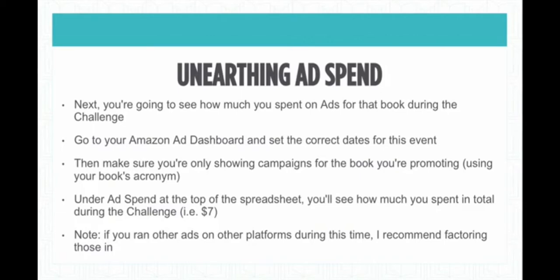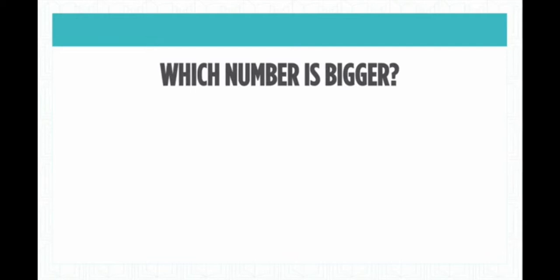I feel like it's going to give you a bad number if you say you earned $40 and you spent $2 on Amazon ads, but you also spent $25 on Facebook ads during that time. It's going to give you a bad number if you don't factor in everything. Now, most of you probably only spent money on Amazon, but in case you did other things, factor everything in in order to get the best possible data.